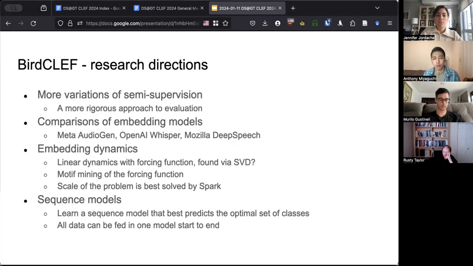I'm also interested in dynamics of time series. So I think you can learn some interesting things using linearized versions of the data. So that might be cool. And finally, sequence models, so like transformers and whatnot, to be able to learn what these optimal set of classes are from sequences of embeddings.